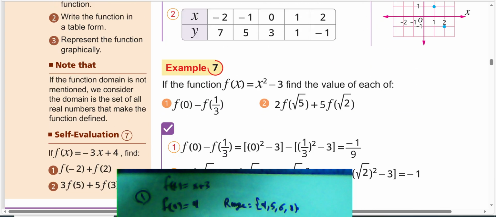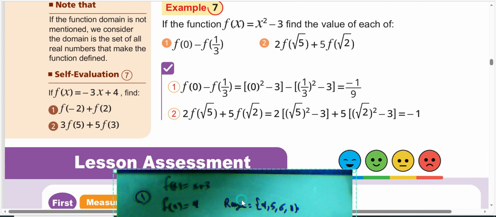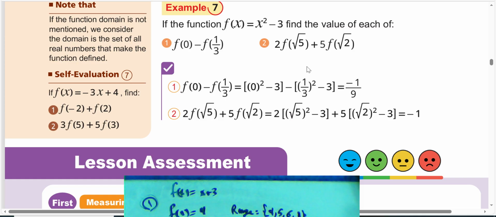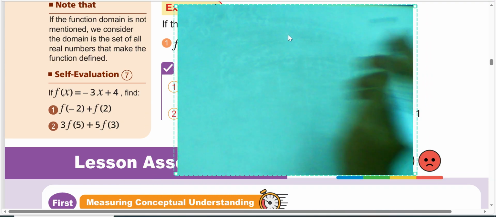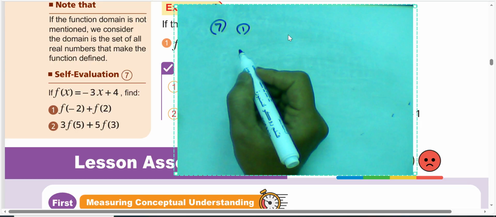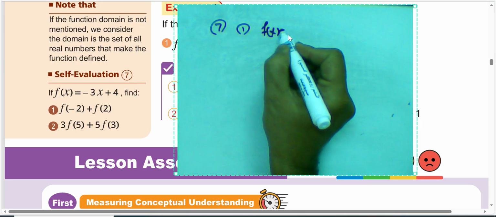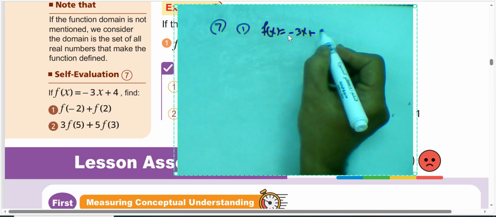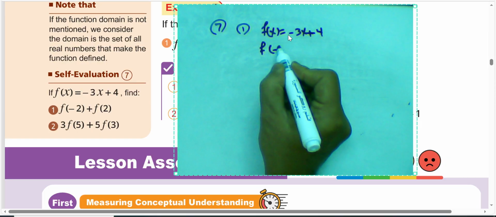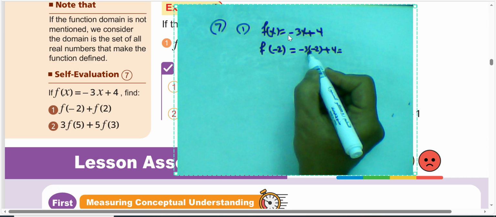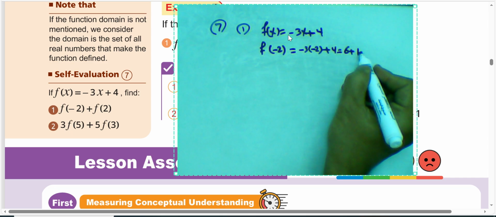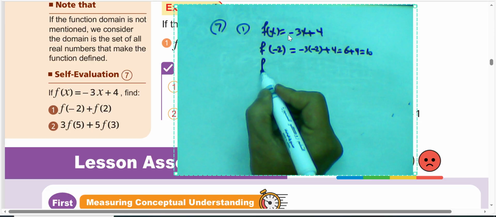Okay. Question number 7, he gives me the function f of x equal x power 2 minus 3. Find f of 0, subtract f of 3, find the answer. We'll solve question number 7, okay? Number 1 in question 7: he gives me f of x equal negative 3x plus 4. We can find f of negative 2. With the value of x negative 2, we have negative 3 multiplied by negative 2 plus 4. Negative 3 times negative 2 equals 6. 6 plus 4 equal 10.